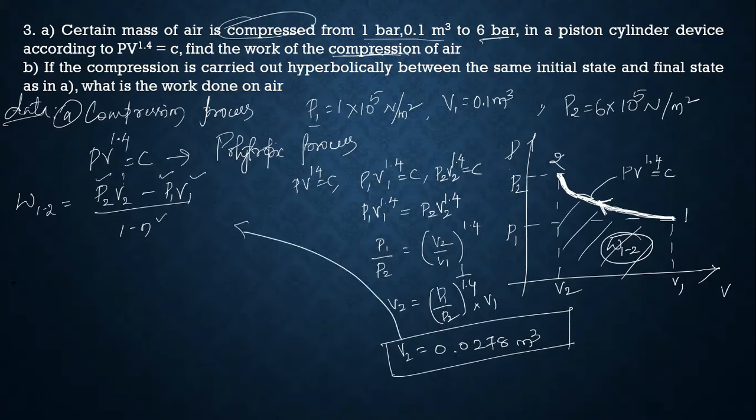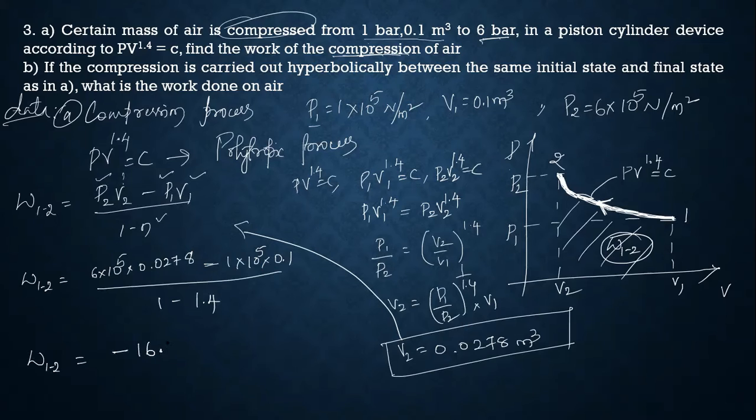0.02878 meter cube. Now substitute this V2 into the polytropic process work expression. W1 to 2 is equal to (P2 V2 minus P1 V1) divided by 1 minus n. V2 is 6 into 10 to the power of 5 times 0.0278 minus P1, 1 into 10 to the power of 5, times V1, that is 0.1, divided by 1 minus 1.4. W1 to 2 is equal to minus 16.7 into 10 to the power of 3.